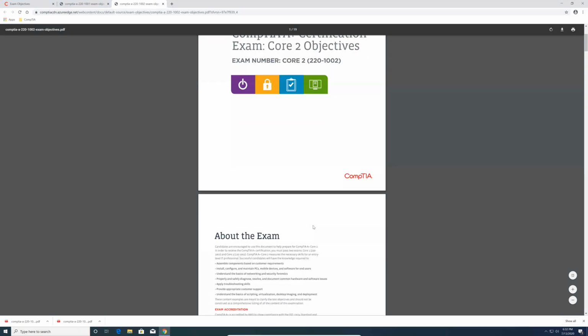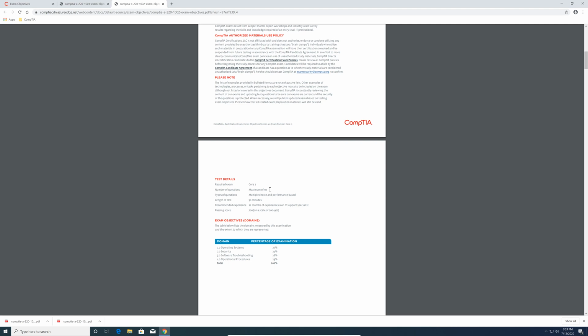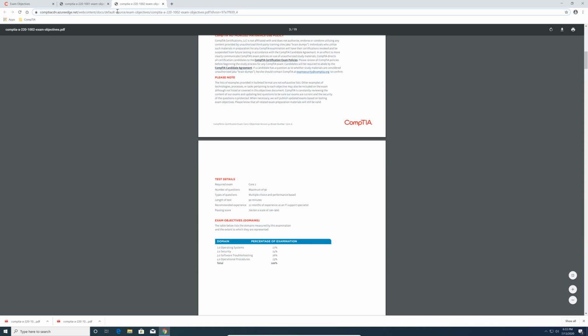Let's take a look at Core 2. So Core 2 has a maximum of 90. I had 84 questions on that, and 3 of which were performance-based questions. Test length is the same, 90 minutes, but you have to get a higher score. It has to be 700 on that one. And so the domains are: operating system is 27%, security is 24%, software troubleshooting is 26%, and operational procedures is 23%.